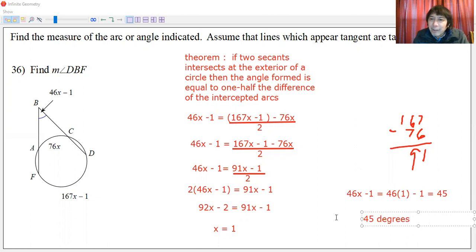All right. Let's check and verify the answer. Yes, it's 45 degrees. All right, so that'll be all, and see you later.